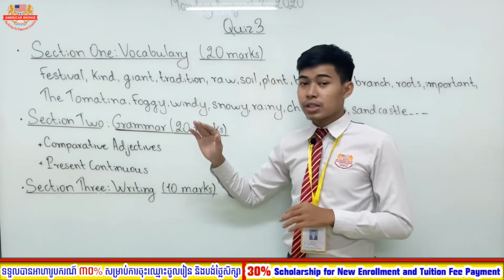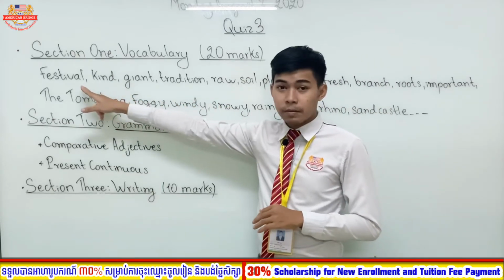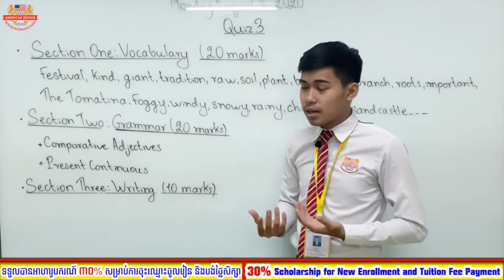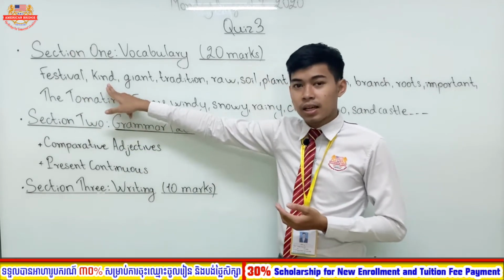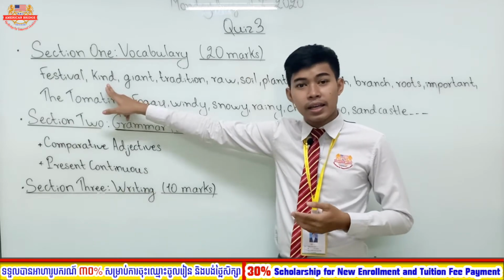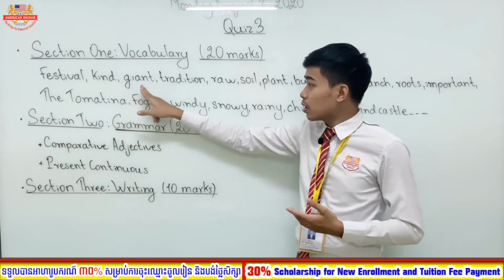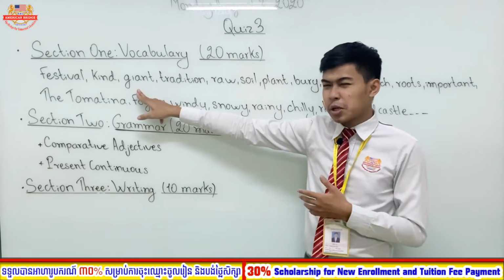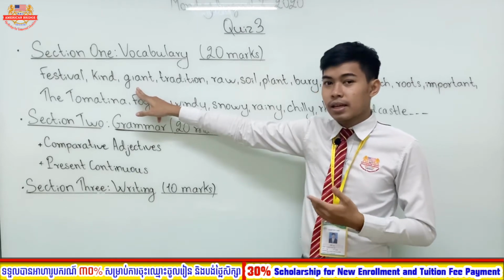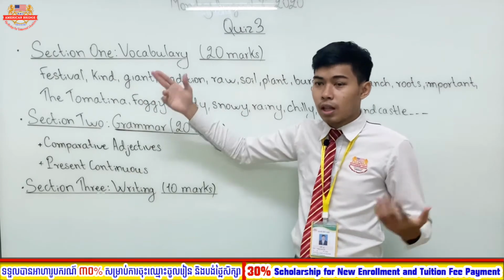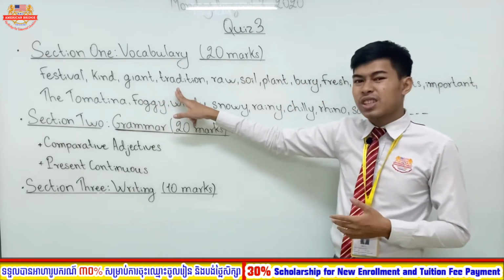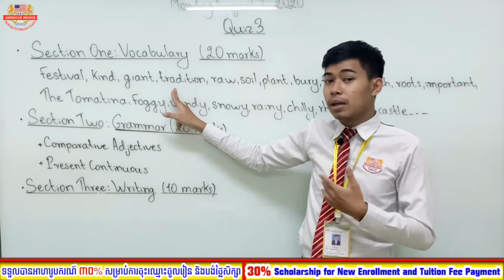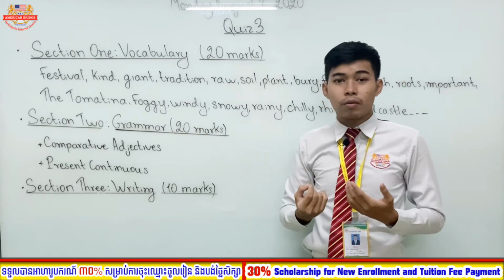And there are some words that you have to remember, like the words we did. Festival will refer to a kind of ceremony. Kind here is a noun, it means type. Giant here means extremely large, very large. It is an adjective. Tradition will refer to a belief that people have followed for a very long time.